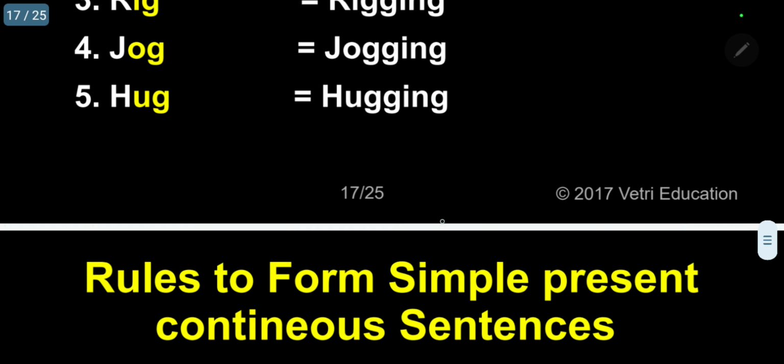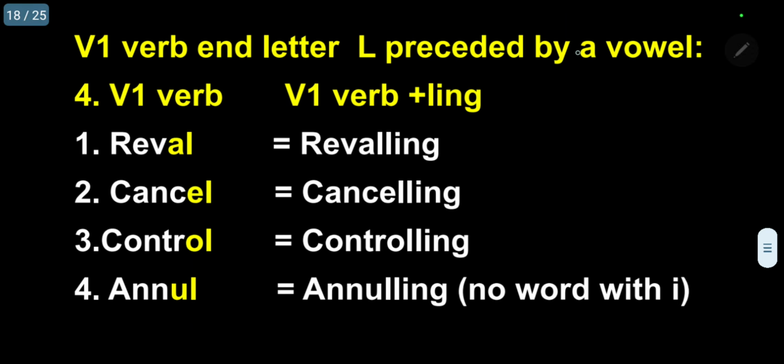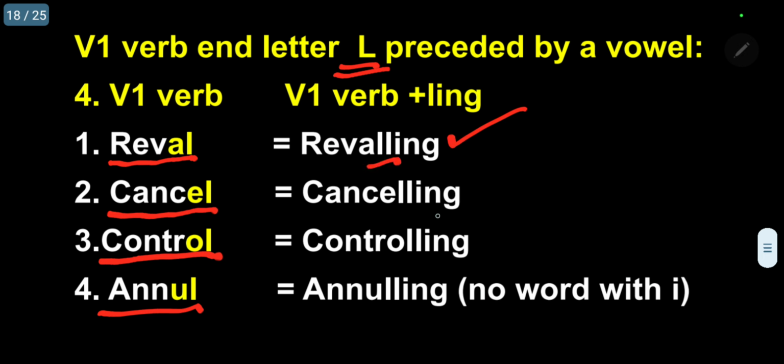Let me go for the next one. Now in this case, the letter is L. Reveal, cancel, control, annul. Kindly follow. The letter is L. Now the vowels A, E, O, U. So reveal, revealing, 2L. Cancelling, 2L. Controlling, 2L. Annulling, 2L.